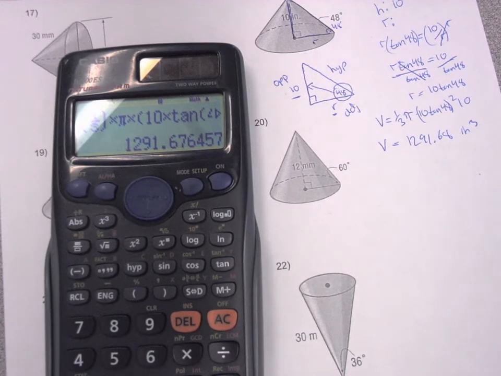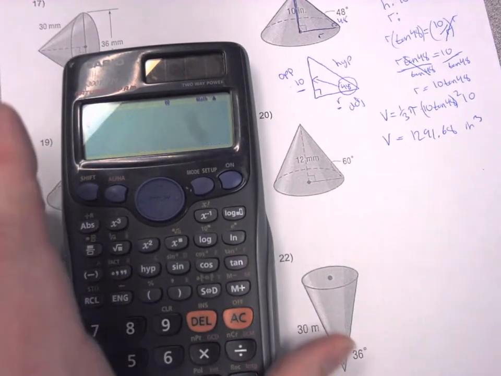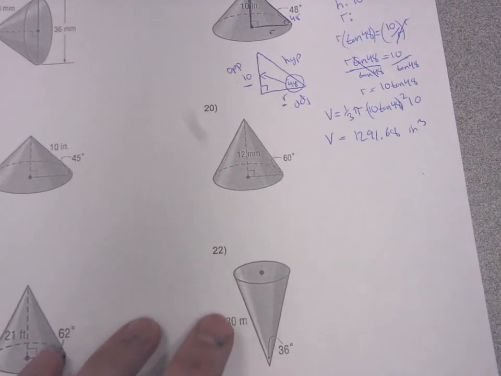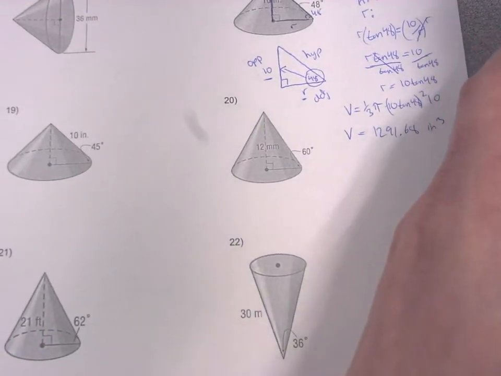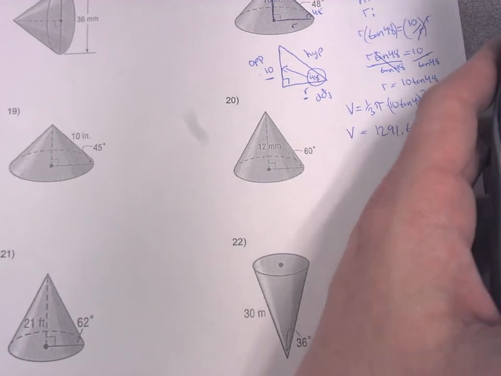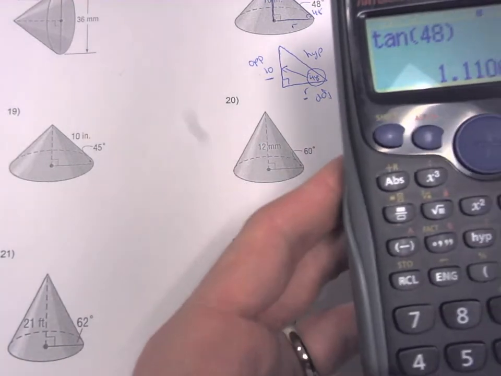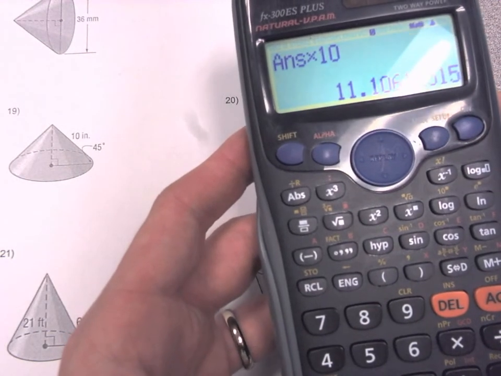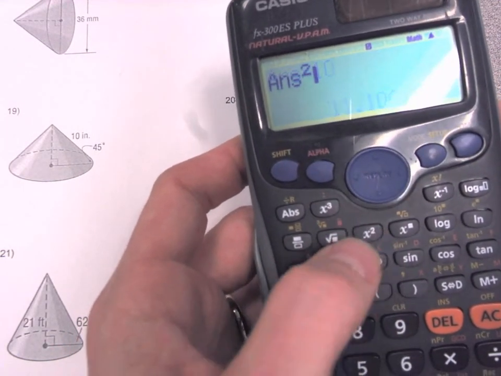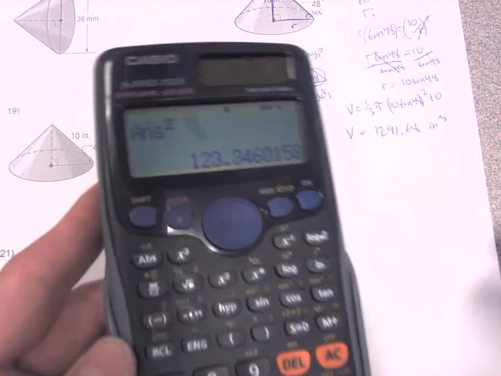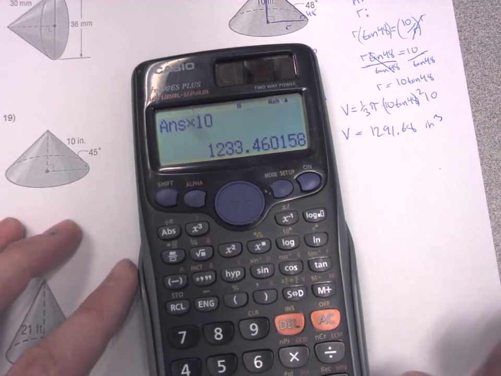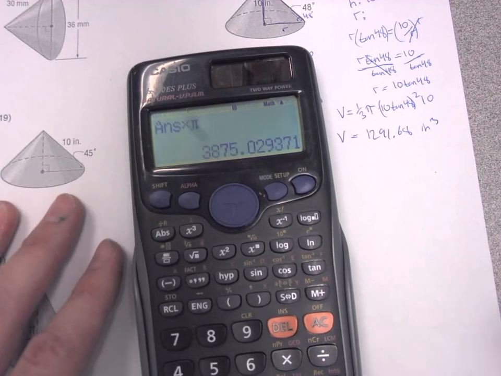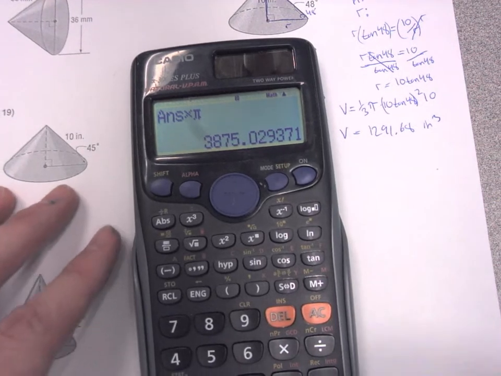All right, now what I would do here is double check that answer because you just typed a bunch of stuff. So from here, I might go back and do it one piece at a time and then just make sure I get the right answer. So let's try that. Let's say I do tan 48. Okay, and then I divide 10 by that. That's the radius. And then I square that. Okay, so 123. And then I multiply that by 10. And then I multiply that by pi. And then I multiply that by 1/3 or divide by 3.